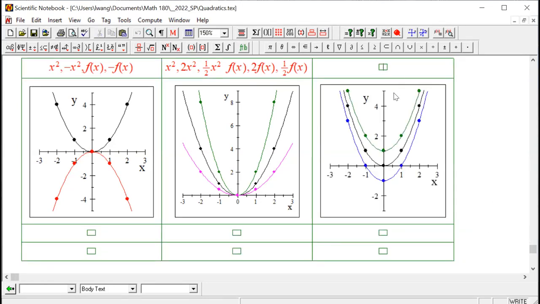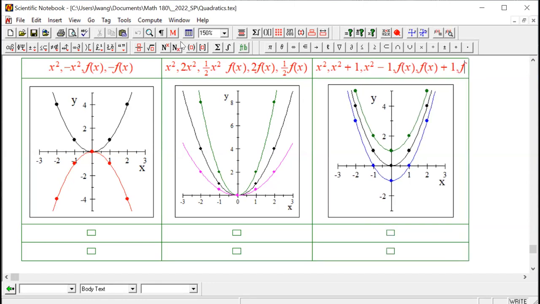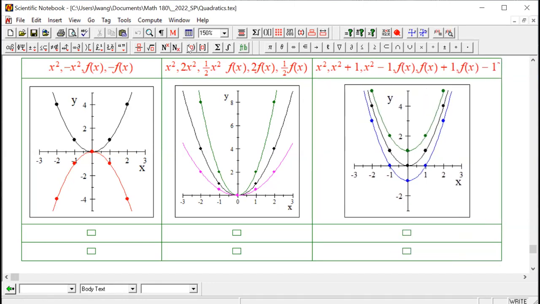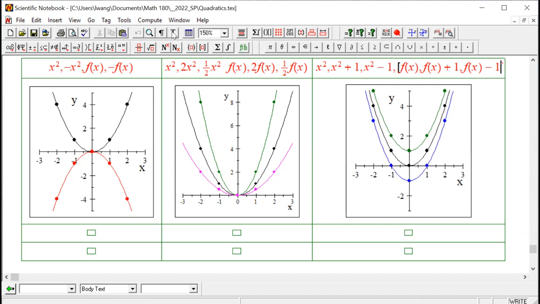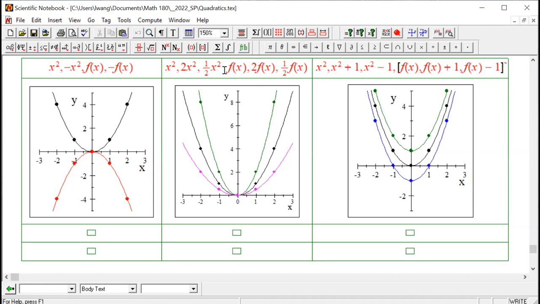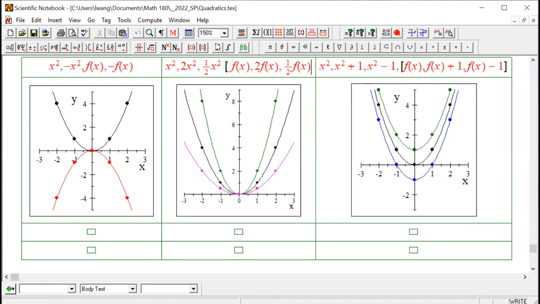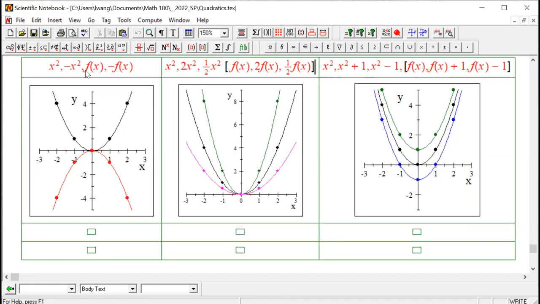Okay, so this is the case that we have x squared, x squared plus 1, x squared minus 1, which refers to f of x, f of x plus 1, f of x minus 1. Okay, so let's just put them that way.